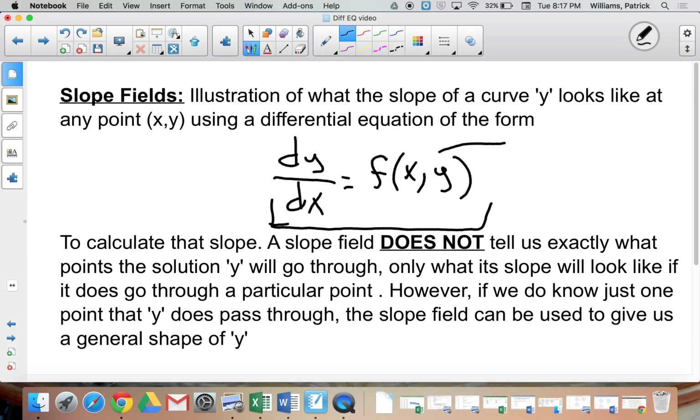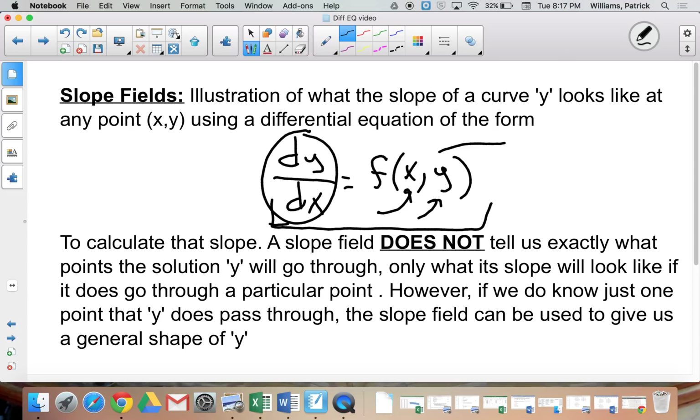So therefore, if we plug in a specific value for x and a specific value for y, we should get a specific value for dy dx. Now again, let's think back to last semester when we talked about derivatives. What does dy dx represent? Well, it represents the slope of a line tangent to the curve. That is the definition, or the graphical definition, of what a derivative is.